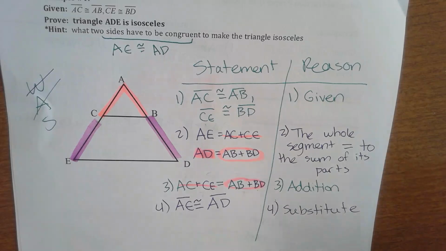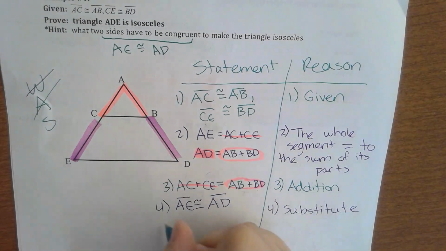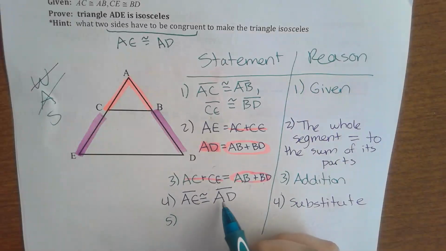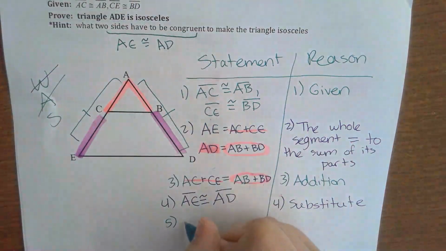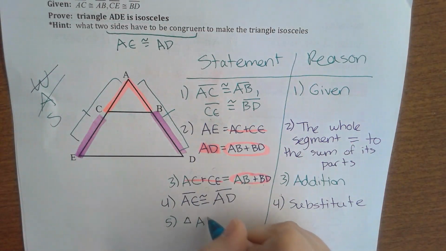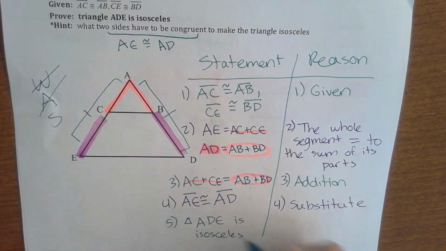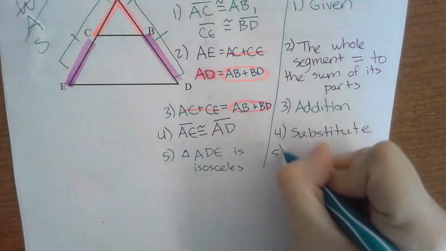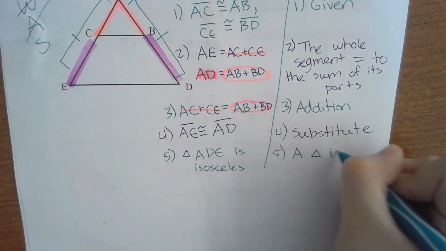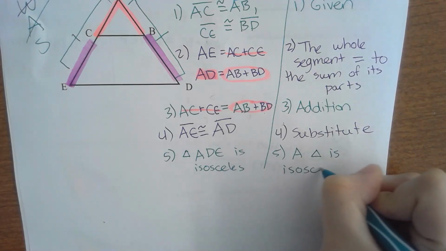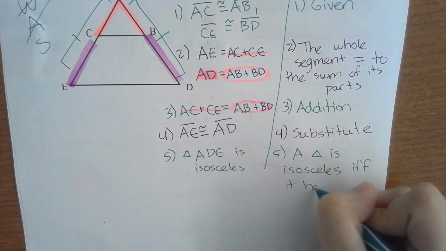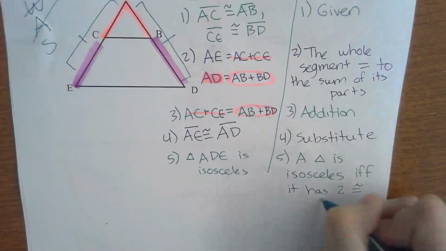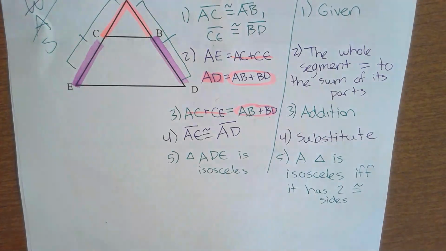We're not done yet for this one. One more quick step. If these two sides are equal, that means triangle ADE is isosceles, because a triangle is isosceles if and only if it has two congruent sides.